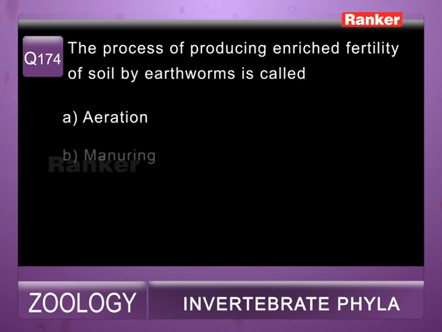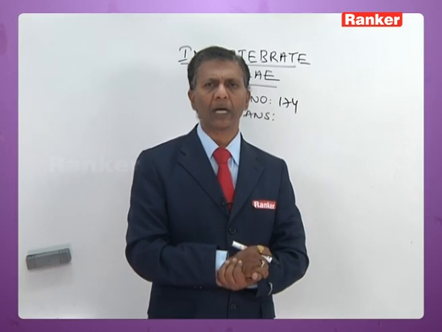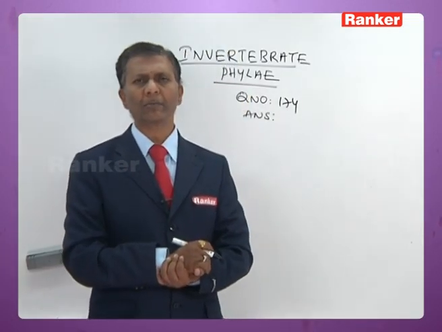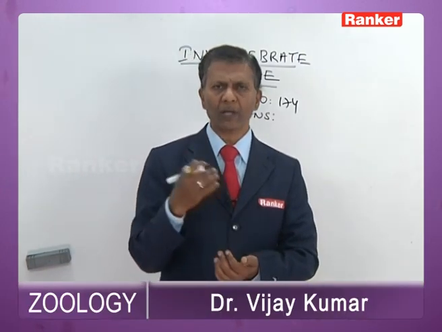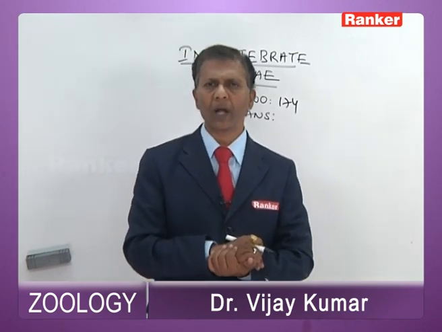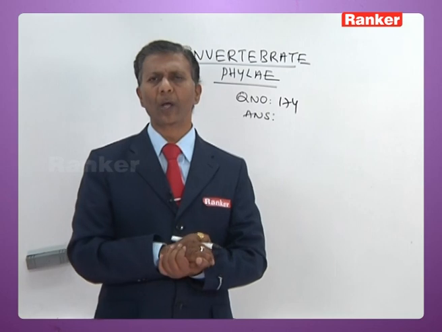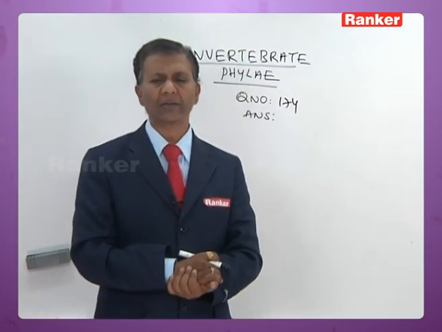Now 174 question, the process of producing enriched fertility of soil by earthworm is called A aeration, B manuring, C vermicomposting, D vermiculture. Now earthworms are called friend of farmers because they produce vermicompost here, and after extraction of the vermicompost, even the water that is used to clean that area is called vermiwash. Vermiwash is also used as a foliar spray. 174th question, the correct answer is vermicomposting.